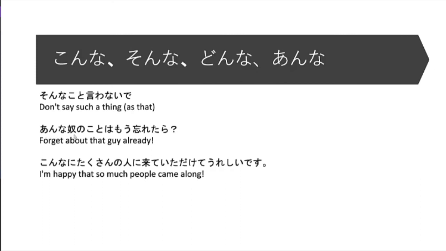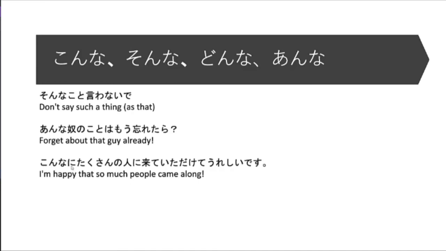あんなやつ. So, if there's someone crying over a breakup, your friend, tomodachi, says, Anna yatsu no koto wa mou wasureru. We'll forget about that guy already. So you would say, Anna, which is referring to that guy over there. It's not quite that sort of guy, but forget about that guy. Anna, over there.